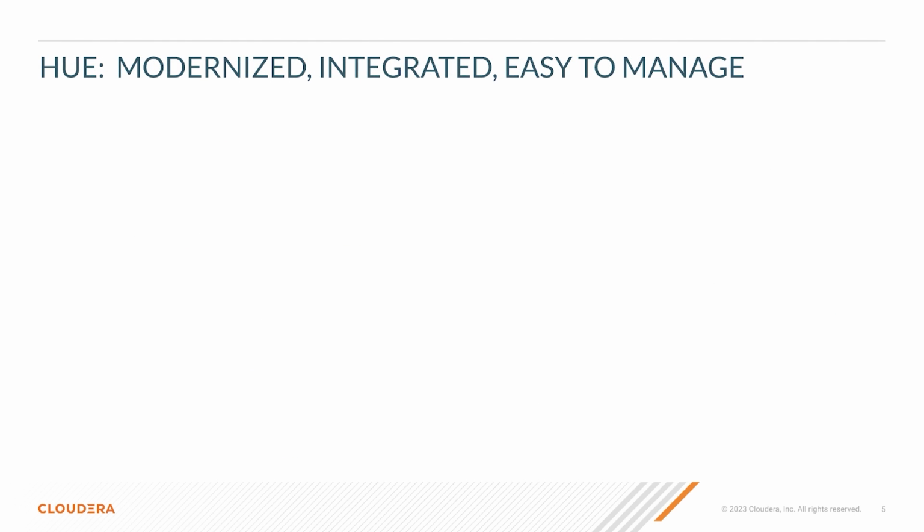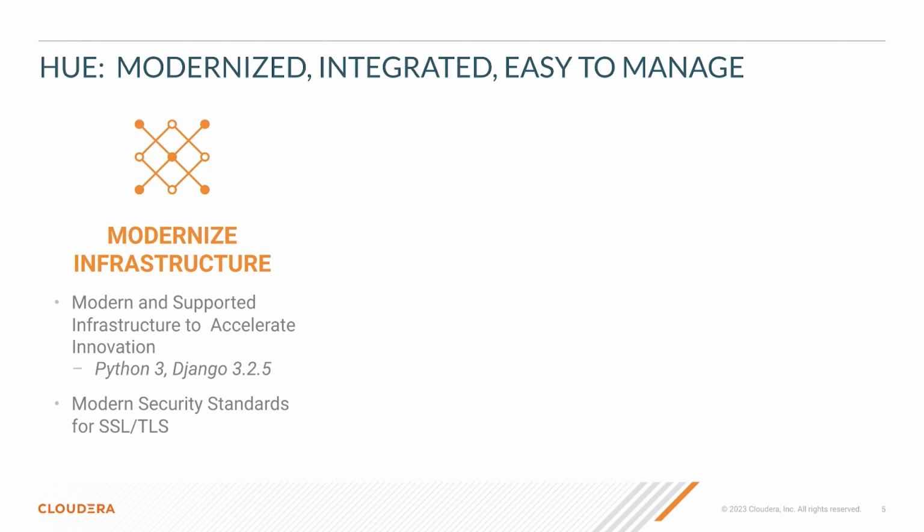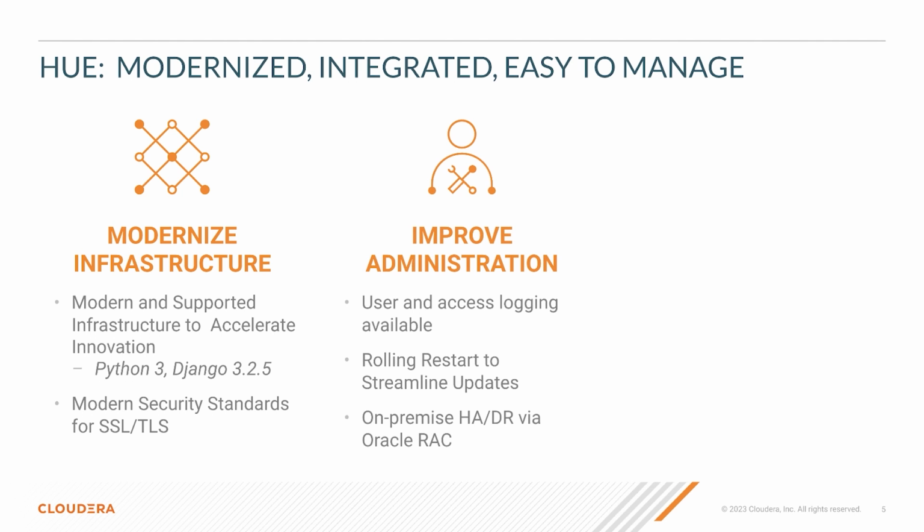What we've also done is taken HUE and modernized it, integrating it and make it easier to manage for the entire Cloudera platform. So first on modernization, we have a modern supported infrastructure around Python 3 and latest Django releases and modernize our security standards. We've also improved our administration with better user access logging, rolling restarts to streamline our updates, and high availability and disaster recovery with Oracle RAC.